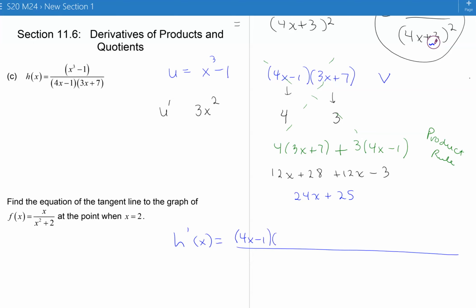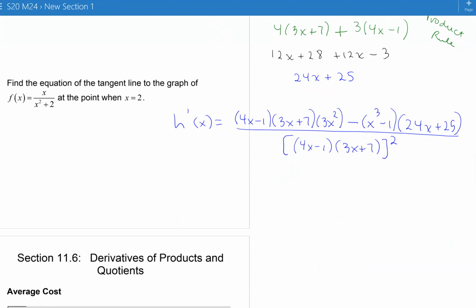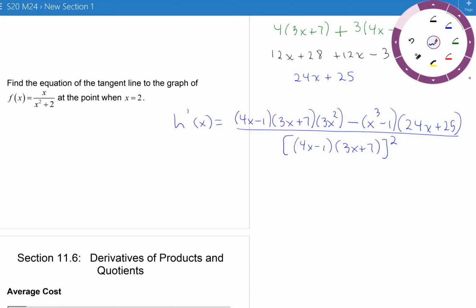So now my numerator of my quotient rule is going to be the v function, 4x minus 1 times 3x plus 7 times the 3x squared, minus the u function, x cubed minus 1 times the v prime, 24x plus 25, over the denominator squared. And remembering that you can either put the squared on each of those two factors in the denominator or keep it like it is. Depends on if you have something that might cancel.